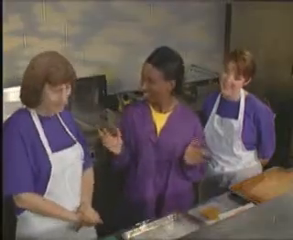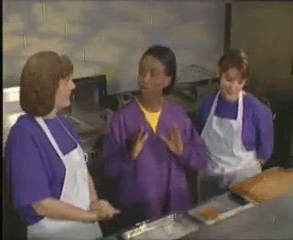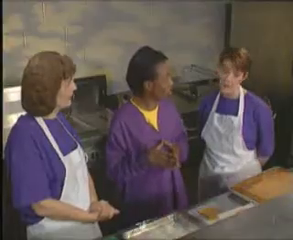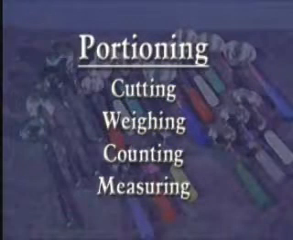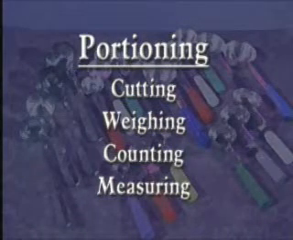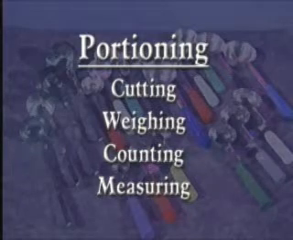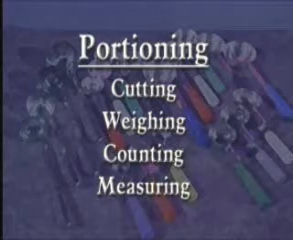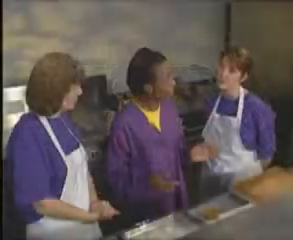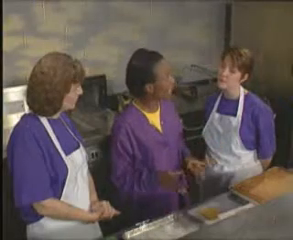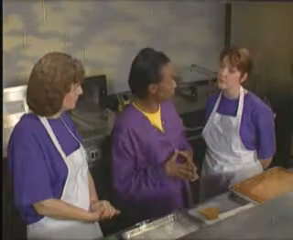Excellent, great. Now, let's move on and talk about the correct way to portion items. Portion size is controlled by cutting, weighing, counting, or measuring food. Cutting and weighing food for portion control must take place before the food is put on the serving line. The method of portion control is determined by the type of food being served.